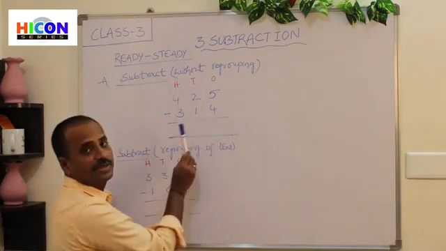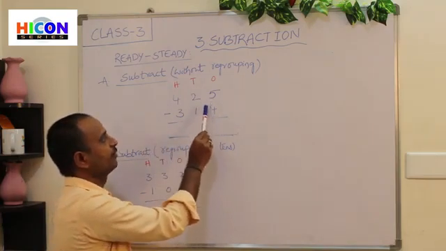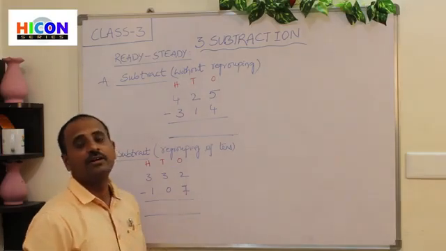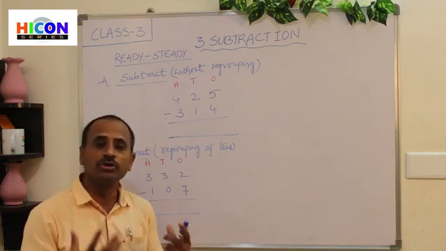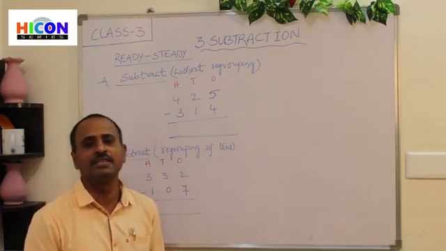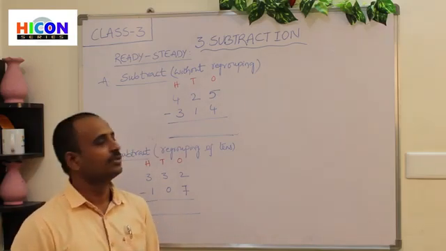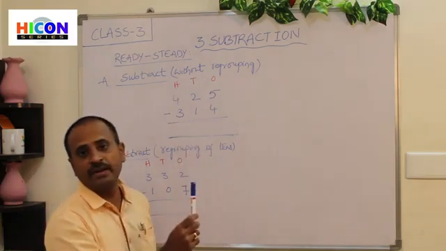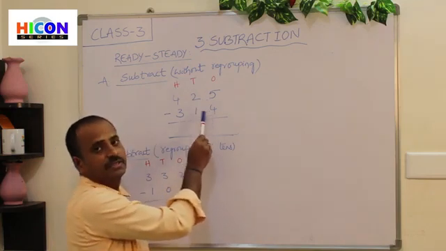What are the digits present in the ones place? 5 and 4. Now subtract 4 from 5. How can we subtract? We can subtract on our fingers. We have already learned in second class how to do subtraction on our fingers. It is convenient and easy if we do our subtraction with our fingers.